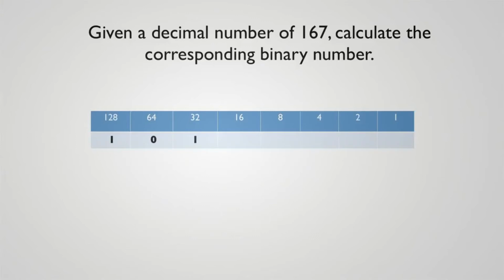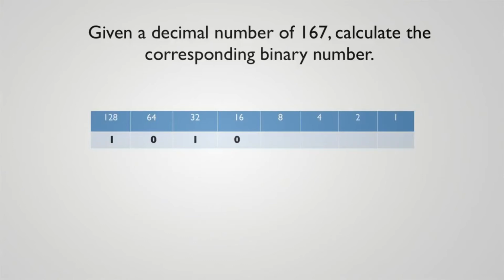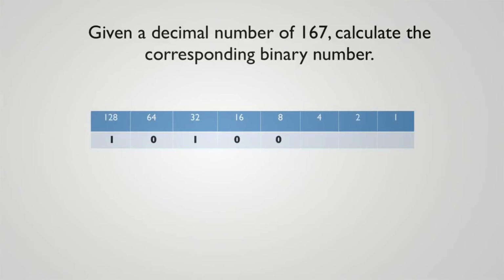We move over to the 16 column and ask, is 7 equal to or greater than 16? No, it's not. And because it's not, what do we put there? We place a 0 in the 16 column, and we move over to the 8 column. Under the 8 column, we're asking, is 7 equal to or greater than 8? No, it's not greater than or equal to 8, so we put a 0 in the 8 column, and we move over to the 4 column.